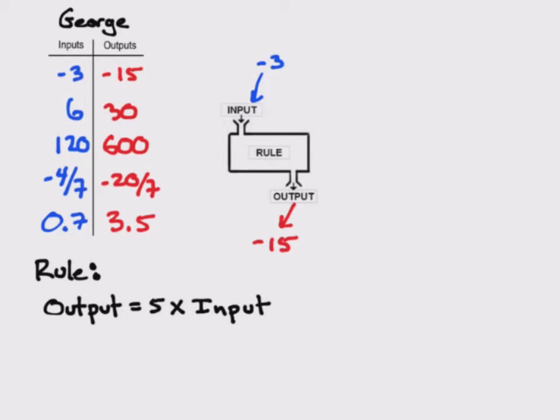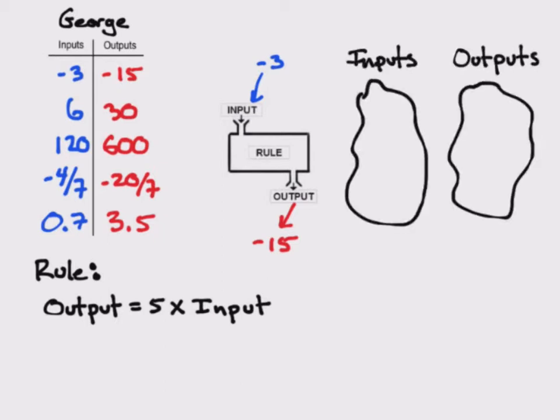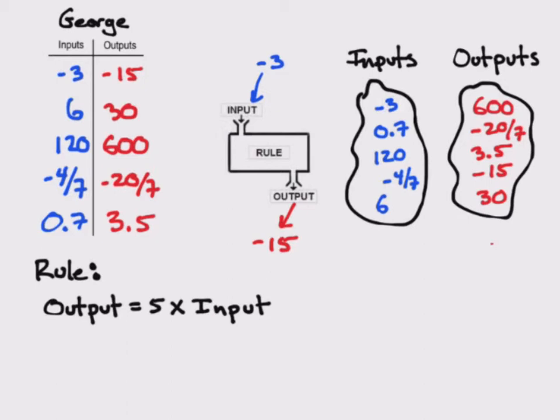So another way to represent these input and outputs to this function is with something called a mapping diagram. So the first thing we're going to want to do is we're going to want to make a blob and label that inputs, and a blob and label that outputs. In our blob labeled inputs, let's put all of our inputs, and for the blob labeled outputs, let's put all of our outputs. And now that we have all of our inputs and outputs in their respective blobs, all we do is we connect our inputs to their respective outputs with lines.